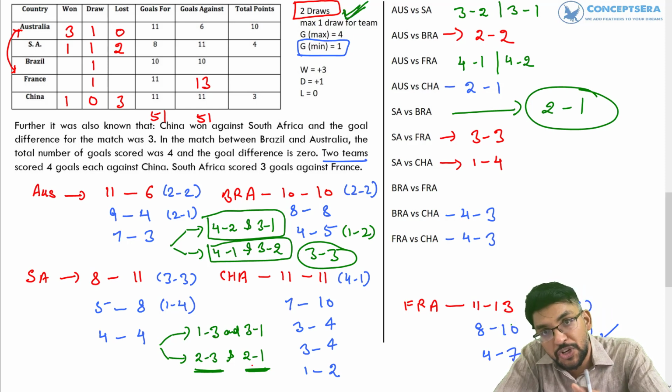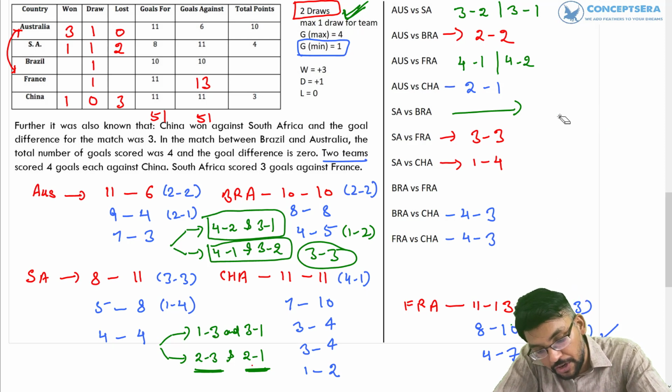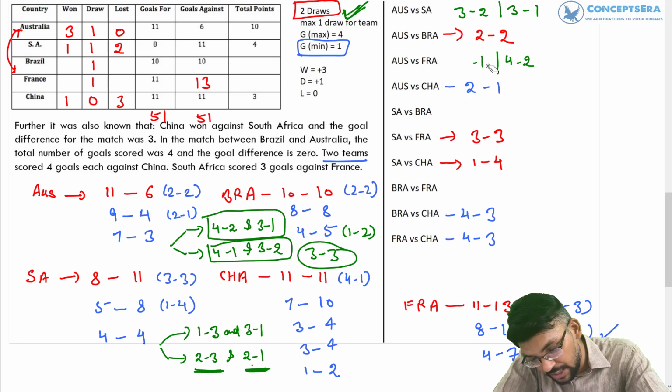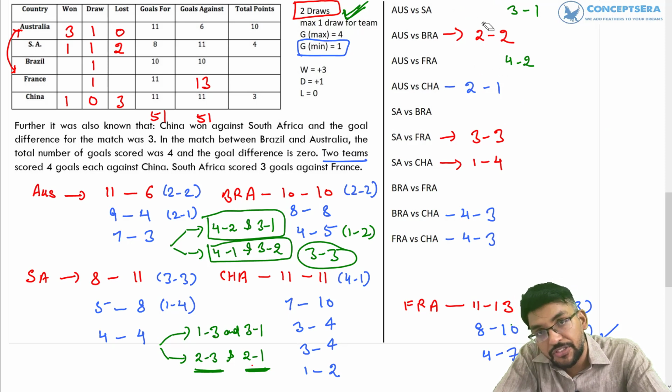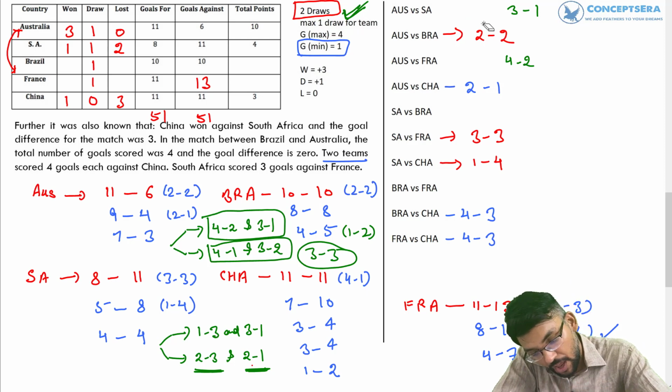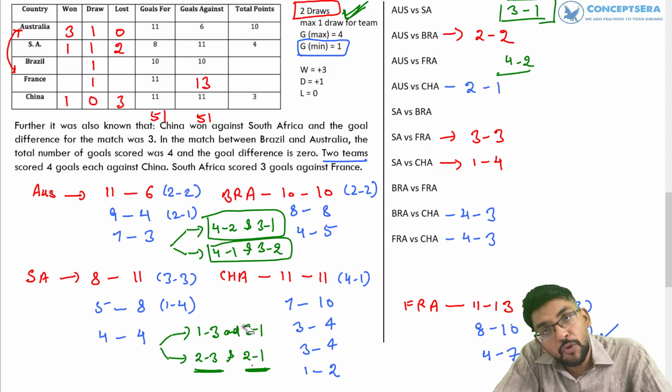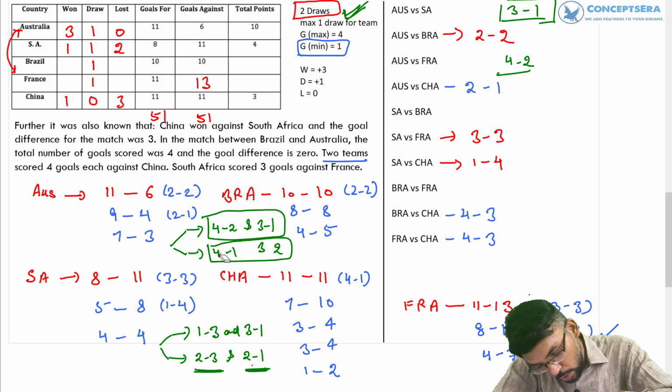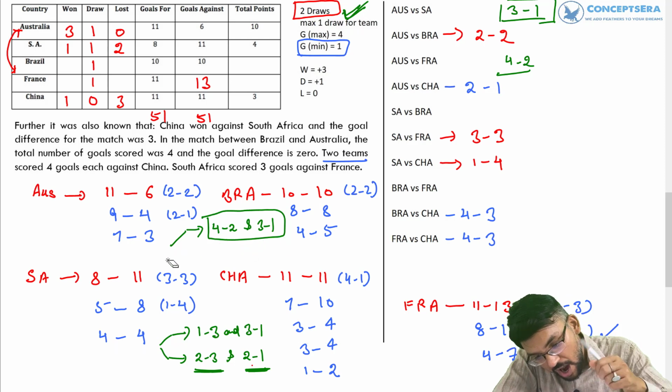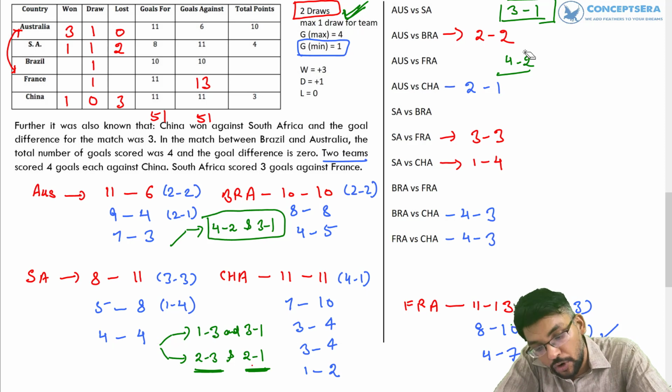So whatever goal lines we took here, 3-2 between Australia and South Africa and 4-1 between Australia and France, these goal lines are not possible. So we can remove this, because if I take these particular goal lines, in that case there will be a draw for Brazil in the left out match. So what goal lines are we left with? 3-1 and 4-2. So if the goal line between South Africa and Australia is 3-1, then the goal line between Australia and France has to be 4-2.